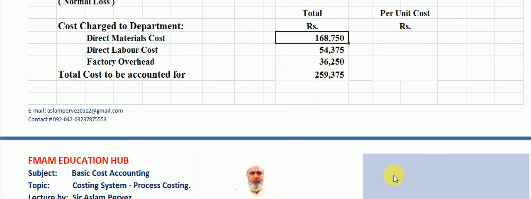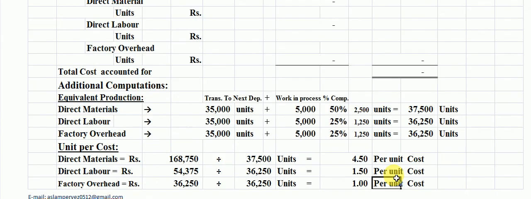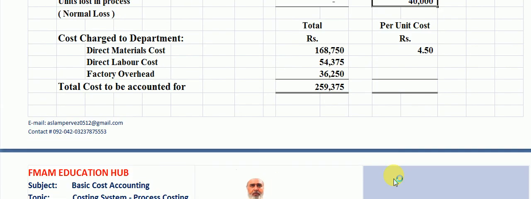Dear students, 4 rupees and 50 paisa here as a material, 1.50 as a direct labor, and 1 rupee as a factory overhead. Now we add these values. So this is the total cost per unit. Total cost per unit is 7 rupees.